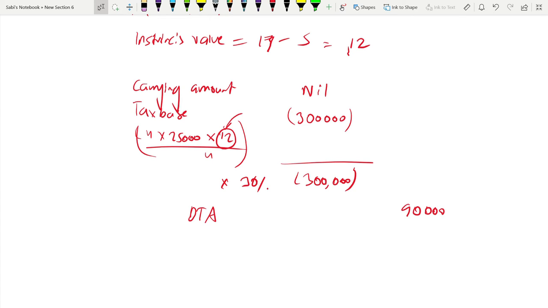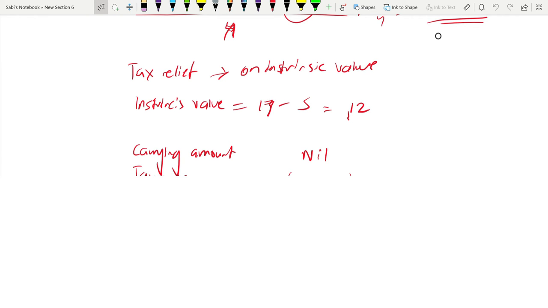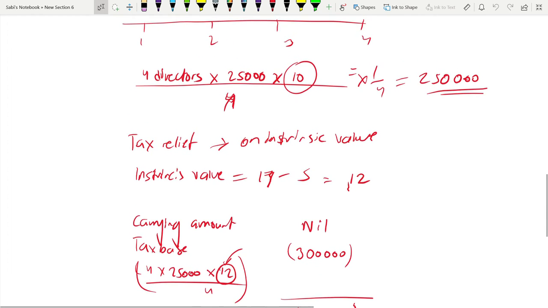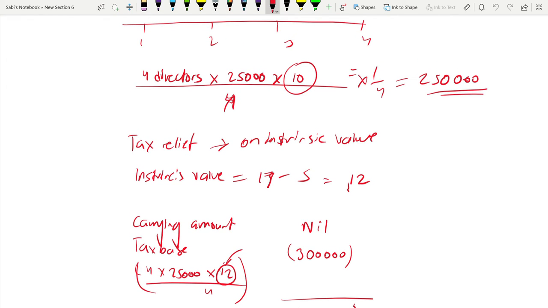Okay, you have to see whether the amount of tax deduction exceeds the accumulated remuneration or not. You have to see that. Does it? Of course it does. See here, I'm going to highlight. Here it is 250,000. Here it is 300,000. Tax deduction is more than the remuneration. It exists. So if it exists, remember, partly to OCI, partly to P&L.